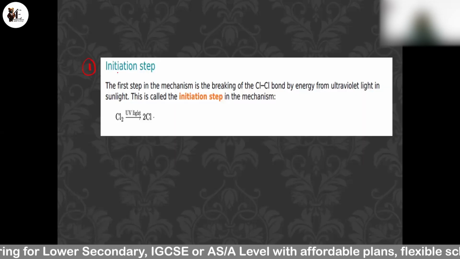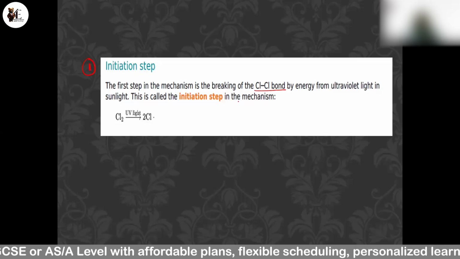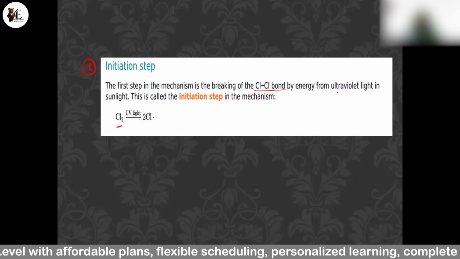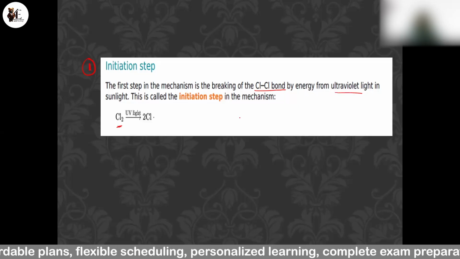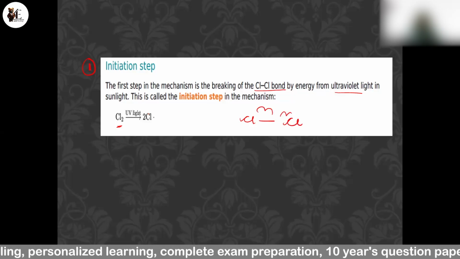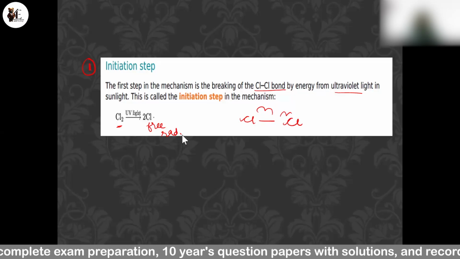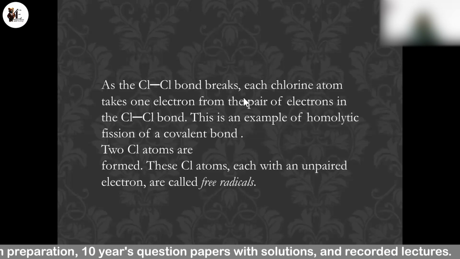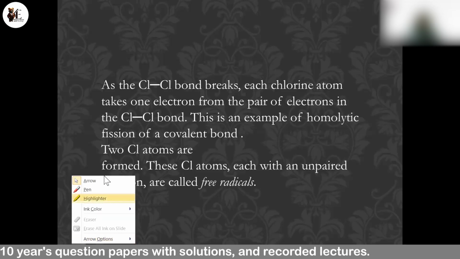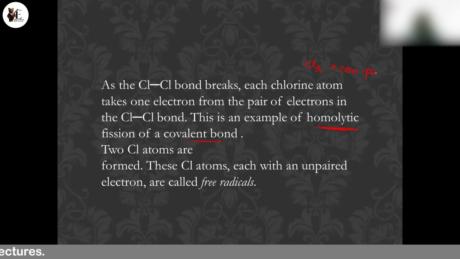First step is the initiation step. In the initiation step, the mechanism is the breaking of the Cl-Cl bond by energy from ultraviolet light. Which type of cleavage occurs here? Homolytic cleavage, and the formation of free radicals occurs. So 2 Cl free radicals are formed in the initiation step. As the Cl-Cl bond breaks, each chlorine atom takes one electron from the pair of electrons in the Cl-Cl bond. This is an example of homolytic fission of a covalent bond because Cl2 is non-polar.